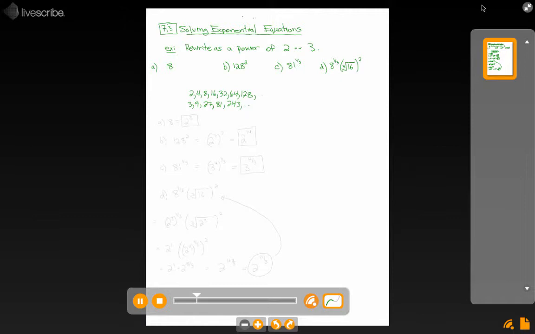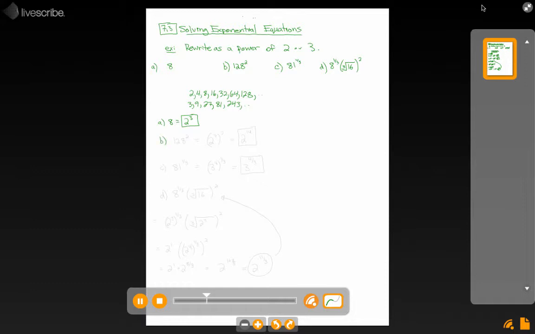The first question, A, is to write 8 as a power of 2 or 3. It's not a power of 3, unless we're going to get into some ugly decimals and things, but it is equal to 2 cubed. So all we're looking to do here is something like that, to write a number as a power of 2 or of 3.